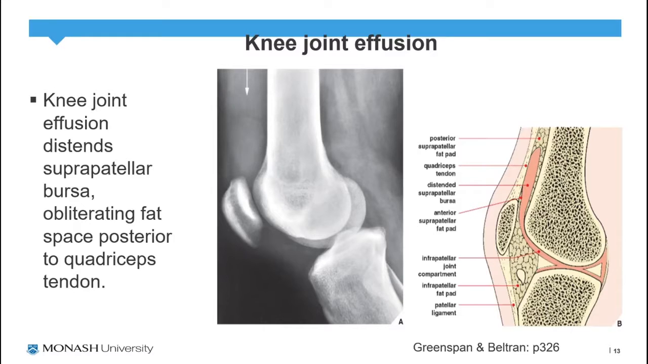When there's effusion in the knee joint, this distends the suprapatellar bursa, and if we look on this lateral view, we can see that the suprapatellar bursa is quite extended, and it obliterates the fat spaces posterior to the quadriceps tendon. This is also indicated in the diagram. Here we have the quadriceps tendon, and then we have the distended suprapatellar bursa.